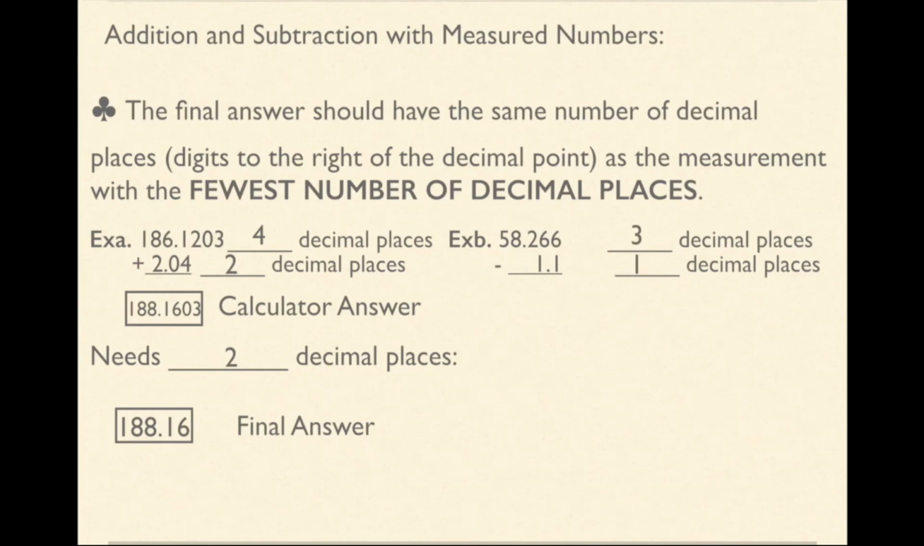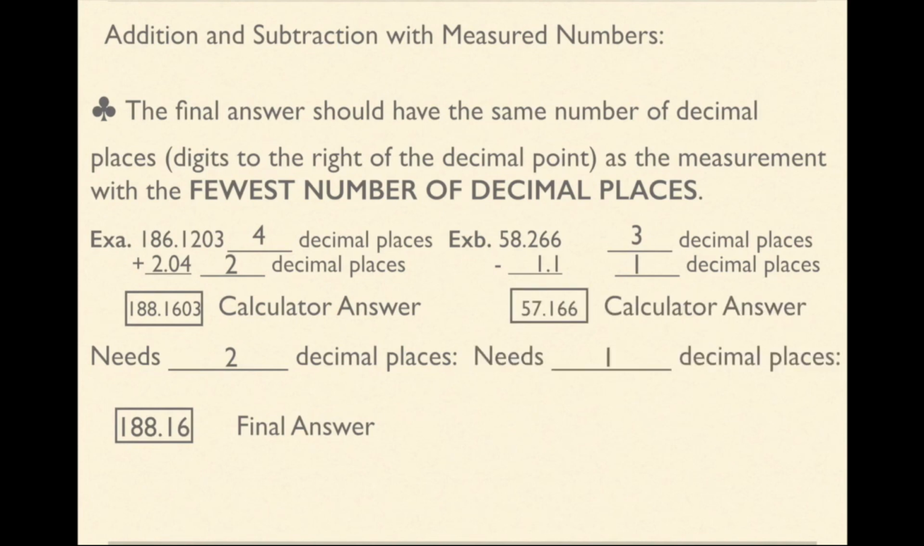For the subtraction, 58.266 has 3 decimal places. 1.1 has 1 decimal place. And so when you subtract, unrounded, it's 57.166. So I want just 1 decimal place. So it's going to be 57.2. So the exception to that rule, as far as digits to the right of the decimal point is concerned, if, for example, in example A, instead of giving you 186, I had given you 190, notice that 190 is rounded to the tens place. So your final answer would be 190 as well, because that's rounded to the tens place.